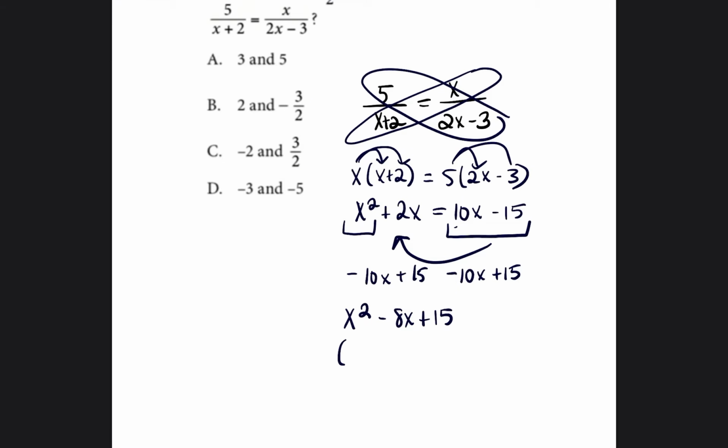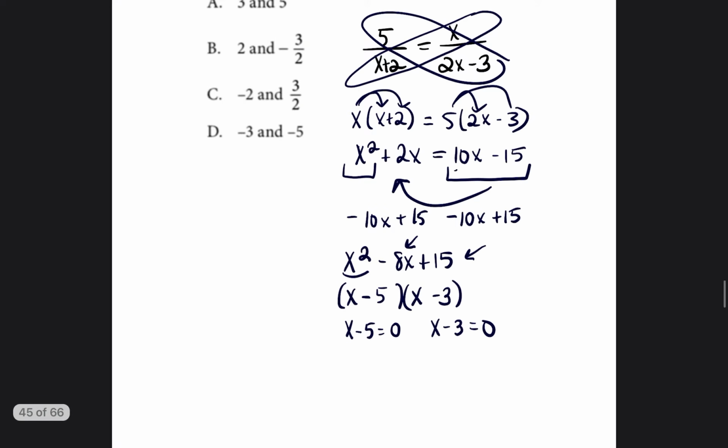So now I'm going to factor that trinomial by making it into two binomials. X squared can be broken down by x and x. Then I'm going to find two numbers that multiply to get 15 that add to get -8. So that will be -5 and -3. And then I'm going to set those numbers equal to 0.